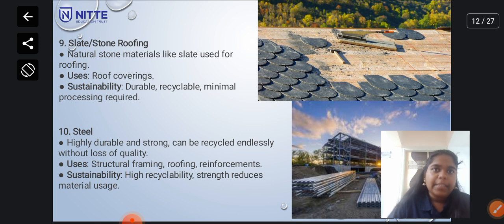Ninth one is slate. Natural stone materials like slate are used for roofing. We use this mostly for roofing, and it is recyclable and requires minimal processing. Tenth one is steel. Steel is highly durable and strong, and it can be recycled endlessly without loss of quality. We use this for roofing, reinforcement, and structural framing. Steel has high recyclability, and it also has strength and reduces material usage.